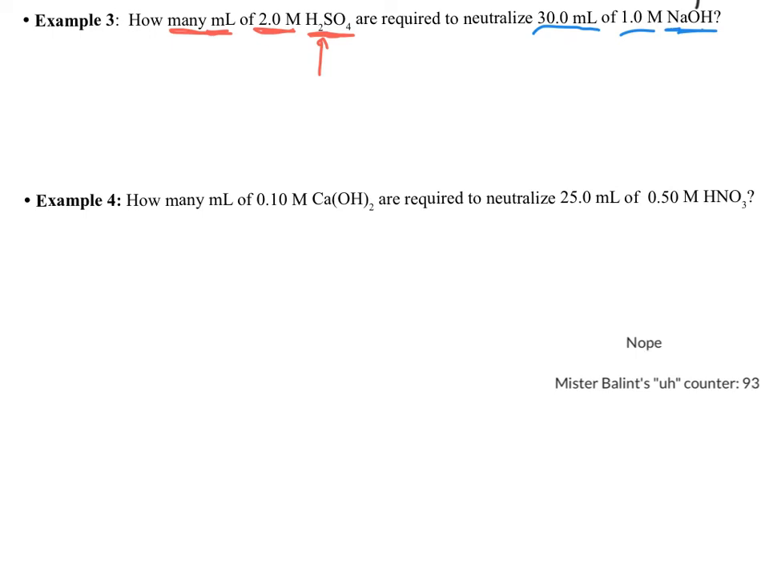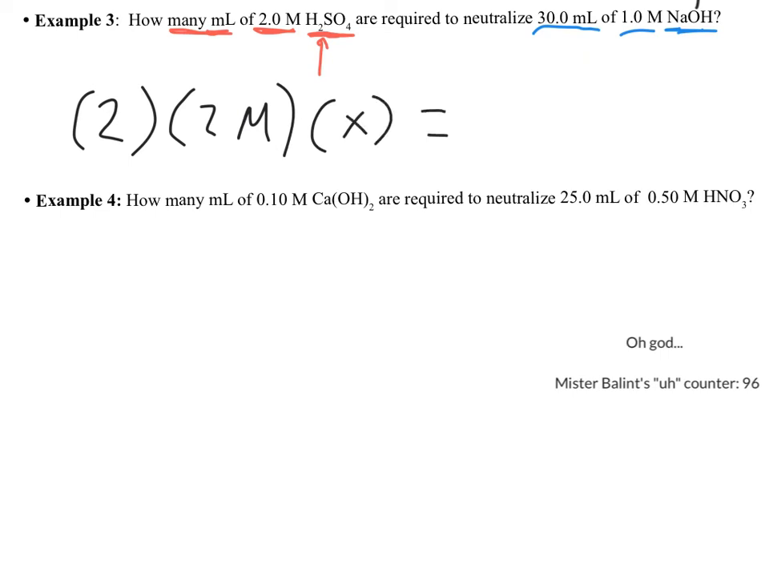Now all I'm gonna do is write that in. I still have 2 hydrogen atoms in my H2SO4, so you see I have 2 hydrogen atoms in there. This time I have 2 molar, and I don't have my volume, so that's going to be my X. And that's going to equal 1. So that's the 1 hydroxide that I have right there. 30 milliliters and 1 molar.